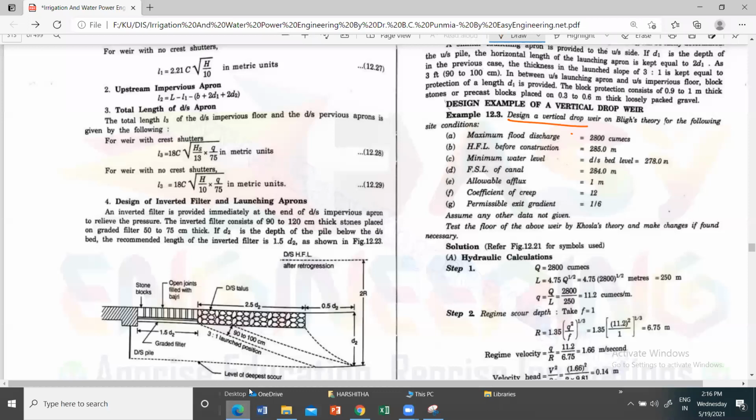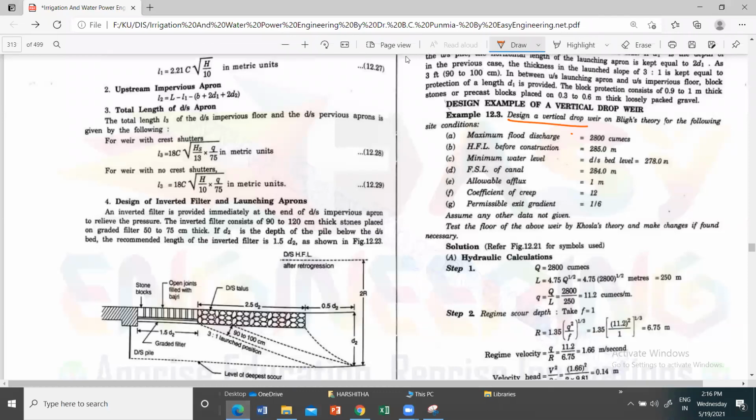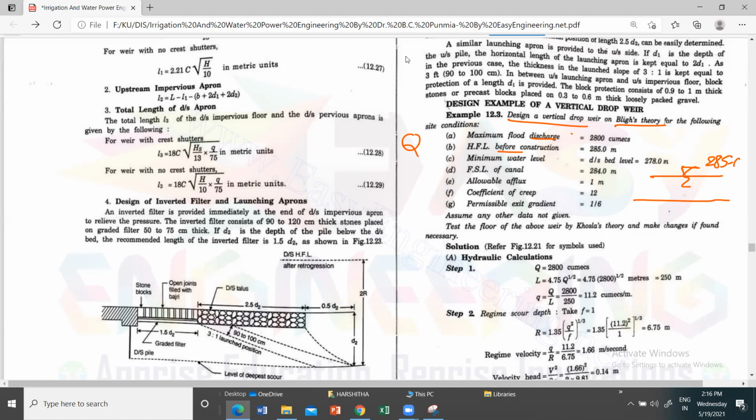Design a vertical drop weir using Blaze theory. Under the following conditions: maximum discharge Q is given, and high flood level before construction of the pier is given. The bottom level is also given. High flood level is 285.0, and the minimum water level is 278. Full supply level of the canal is also given. The downstream side bed level is given as 278.0 meters.